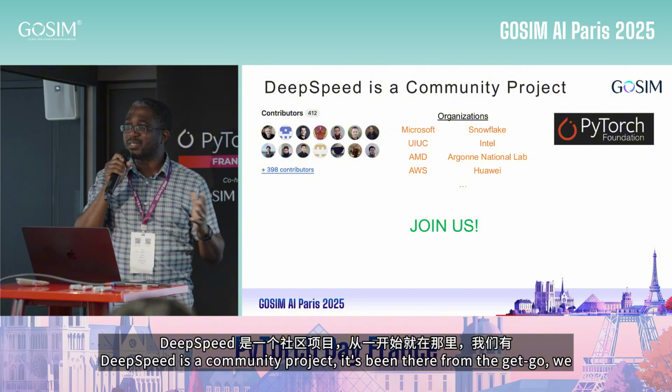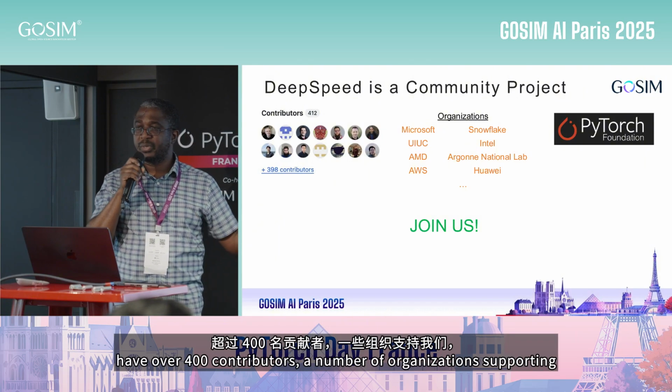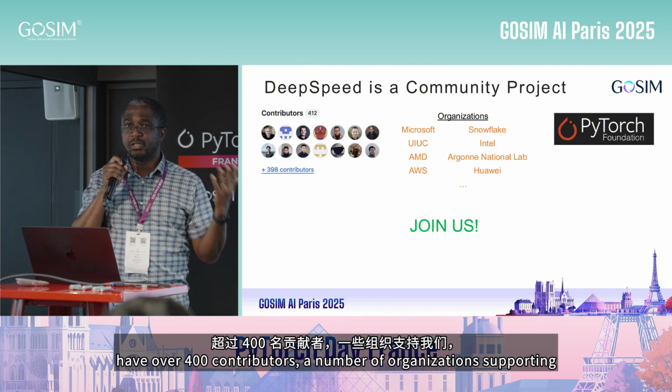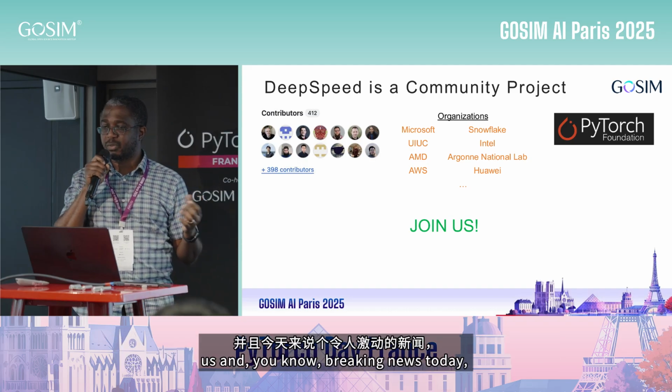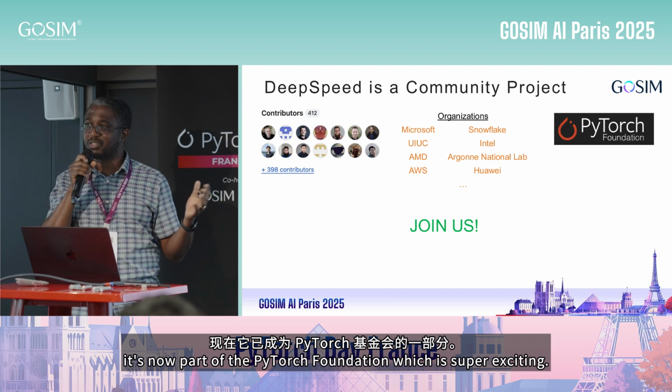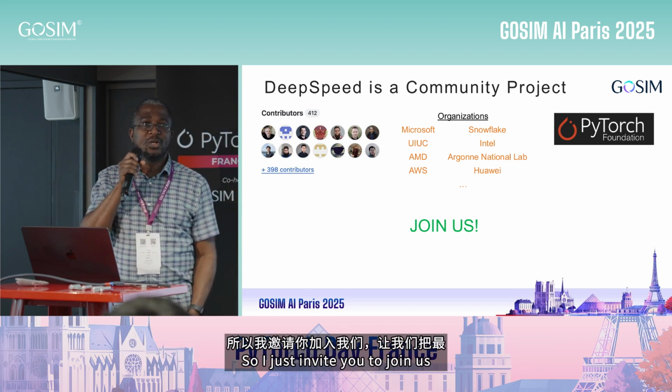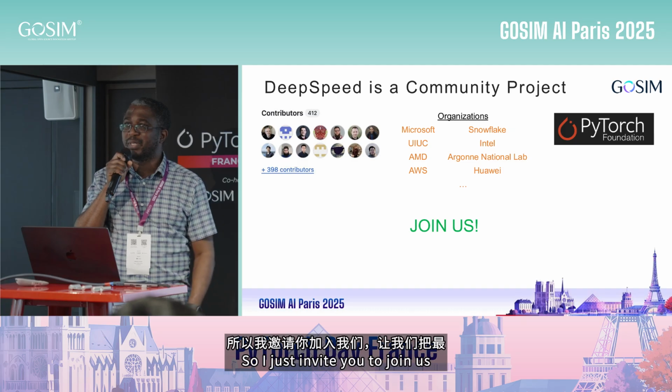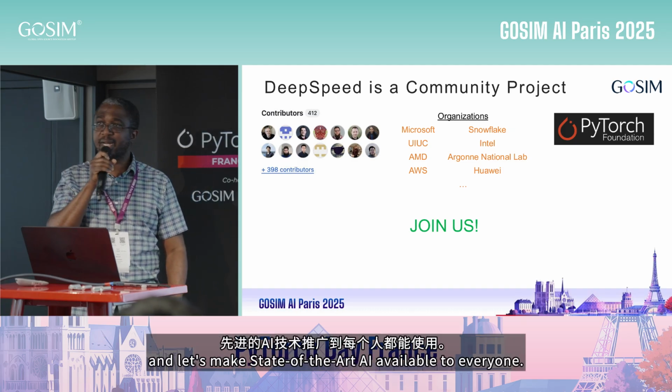DeepSpeed is a community project. It's been that from the get-go. We have over 400 contributors, a number of organizations supporting us, and breaking news today, it's now part of the PyTorch Foundation, which is super exciting. So I just invite you to join us, and let's make state-of-the-art AI available to everyone.